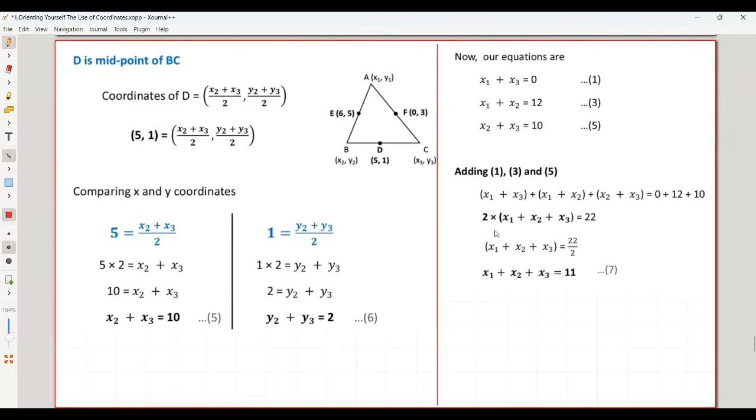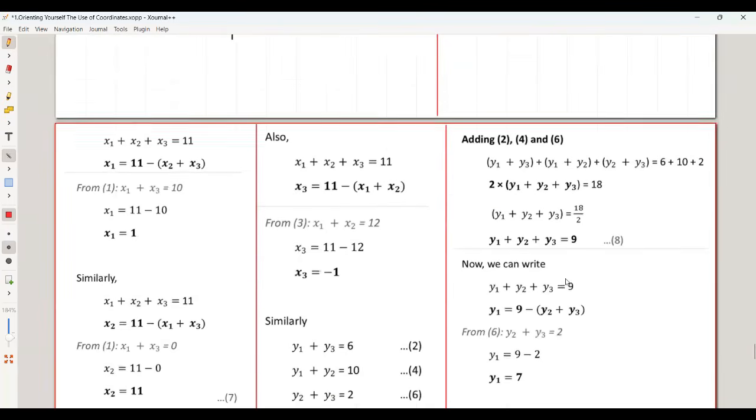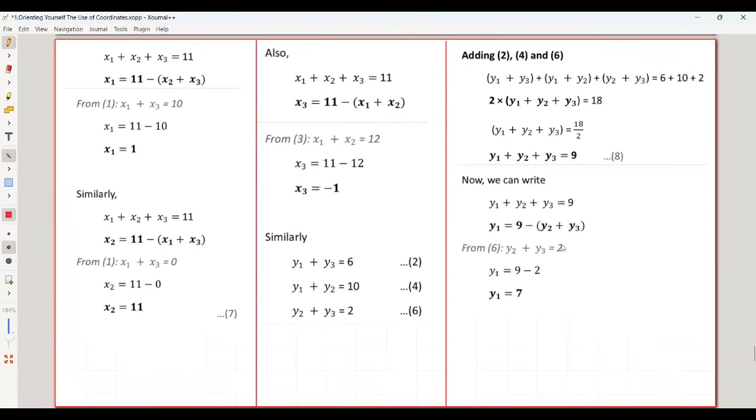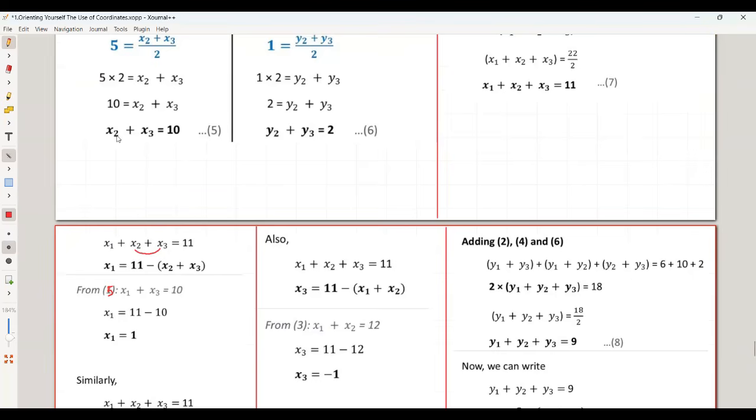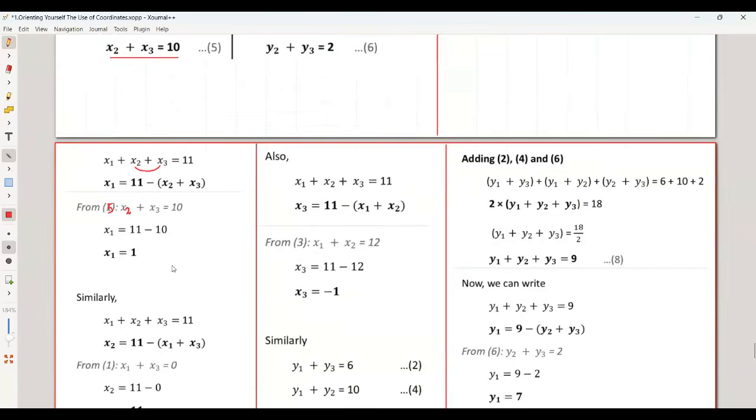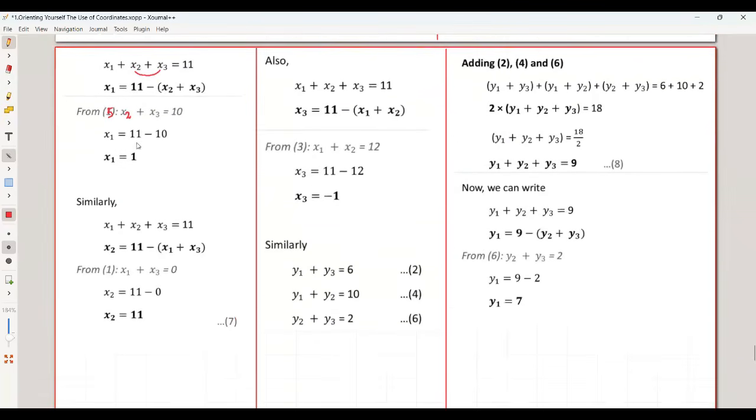It will take nearly 15 minutes or more than 15 minutes. So understand the concept. From this, you will try to find out x value, x1, x2, x3. In the place of x2 plus x3, we are just substituting. x2 plus x3, we have 10 here. So in the place of x2 plus x3, we can substitute 10. So it will become 11 minus 10 is 1. We got x1. Now just substitute in any one of the equations, x1 plus x2 plus x3 is equal to 11.